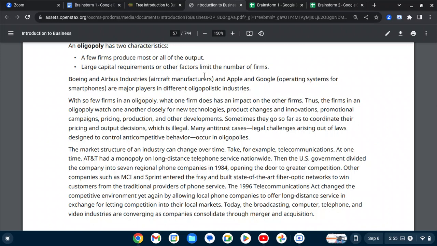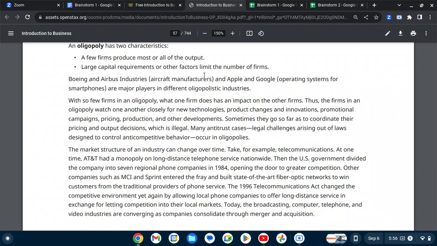With so few firms in an oligopoly, what one firm does has an impact on the other firms. Thus, the firms in an oligopoly watch one another closely for new technologies, product changes and innovations, promotional campaigns, pricing, production, and other developments. Sometimes they go as far as to coordinate their pricing and output decisions, which is illegal. Many antitrust cases, legal challenges arising out of laws designed to control anti-competitive behavior, occur in oligopolies.